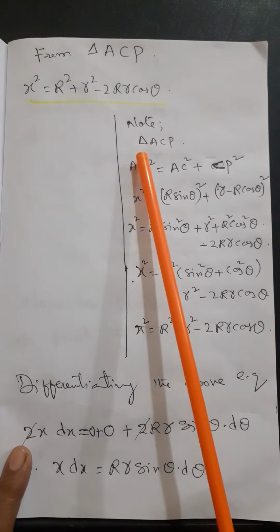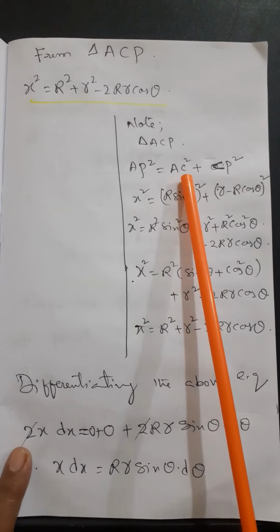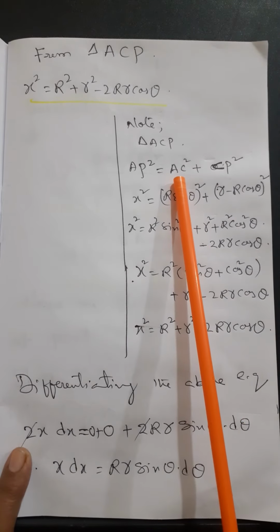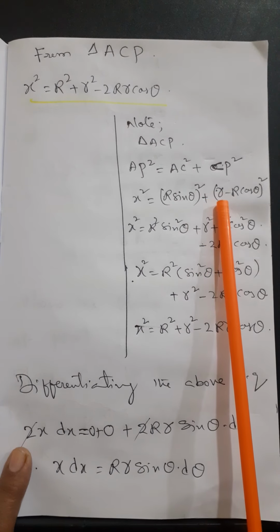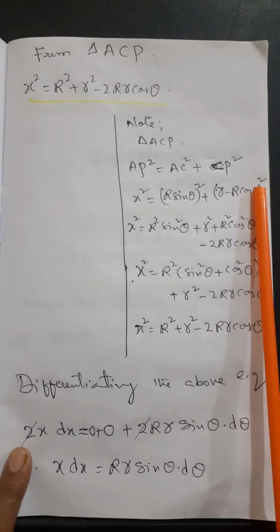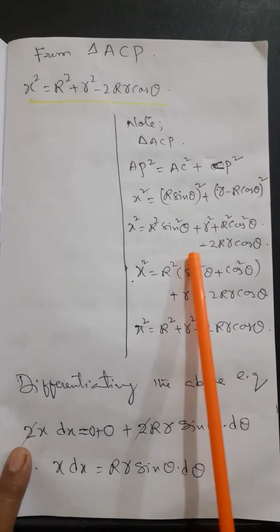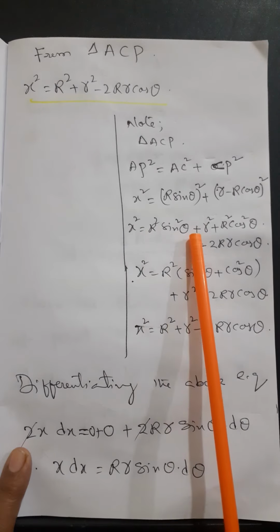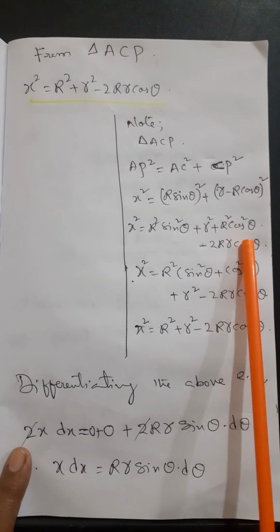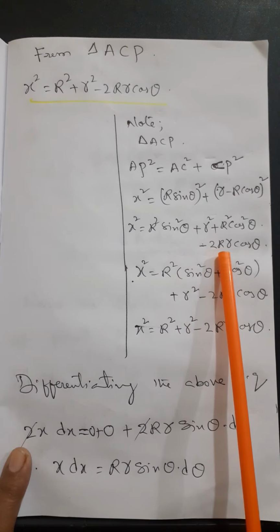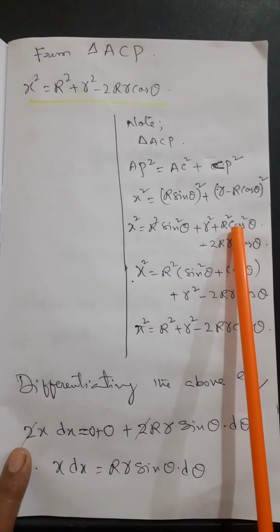So from the triangle ACP I can write AP whole square is equal to AC square plus CP square. AC value we already got, that is r sin theta whole square, plus this can be written as small letter r minus capital letter R cos theta whole square. This is in the form of (a minus b) whole square, and it can be written as r square sin square theta plus a square, that is R square, plus b square, that is r square cos square theta, minus 2ab, that is minus 2 R r cos theta.